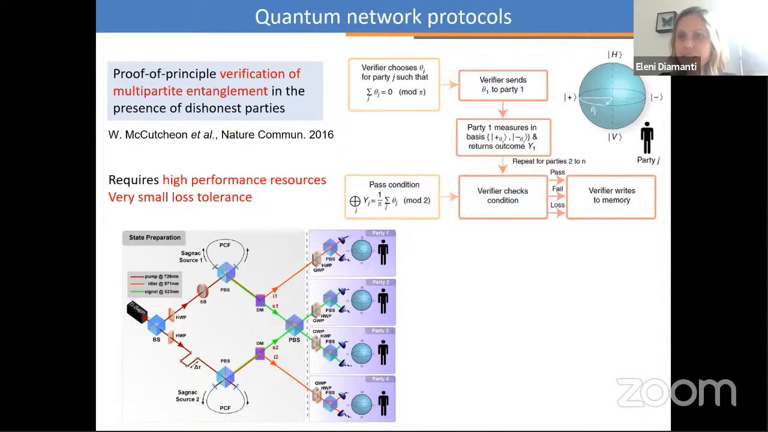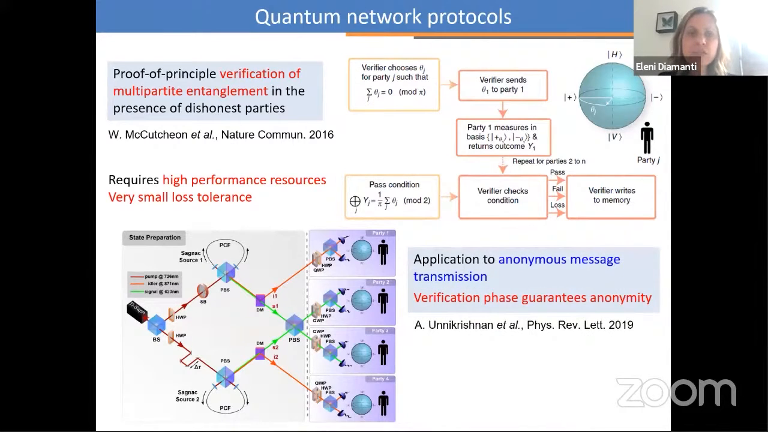And I think this is very important to stress here, and it applies to pretty much all components and systems across quantum communication and computing technologies. So to go further than this, we have also found an application of our verification protocol to anonymous message transmission, which is a specific quantum network protocol, where the verification phase here guarantees the anonymity of the message transmission.